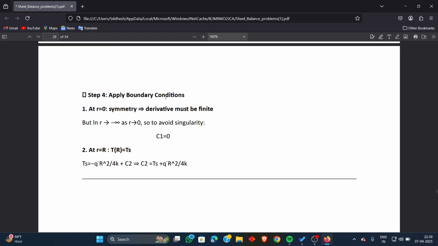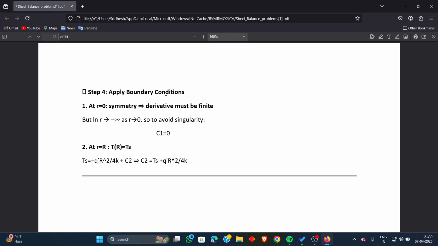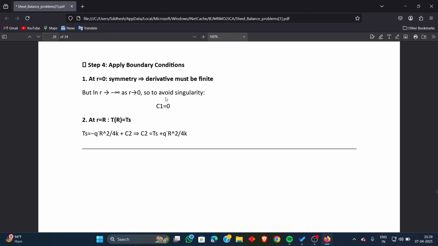Step 4, applying the boundary conditions. At r = 0, by symmetry the derivative must be finite. At r = 0, ln r is minus infinity, so to avoid the singularity, C1 = 0. At r = R, T = Ts, so Ts = -q̇ R²/4k + C2, which gives C2 = Ts + q̇ R²/4k.